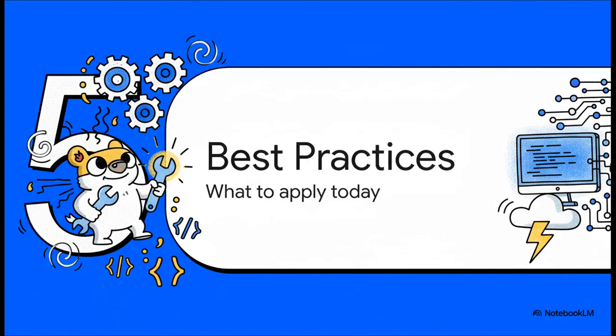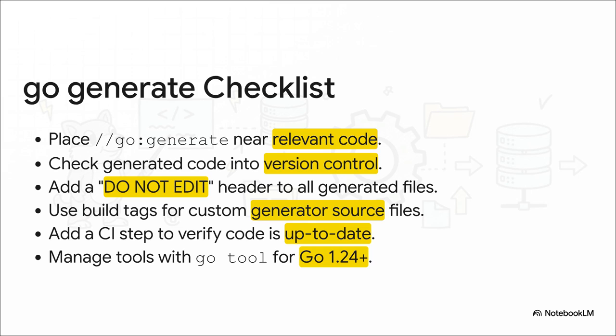Okay, so let's put a bow on all this. What are the key rules you should follow if you want to bring this workflow into your own projects, like today? At the end of the day, it's all about treating your generated code as a first-class citizen of your repo. Check it in, put a big do not edit header on it so nobody gets confused, and, this is a big one, add a step to your CI pipeline to make sure it's never out of date. And, of course, if you're on Go 1.24 or later, you should absolutely be using the new go tool directive.